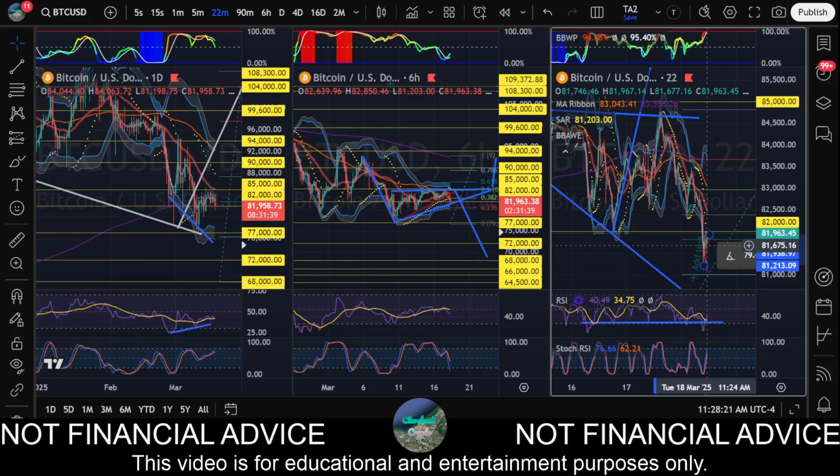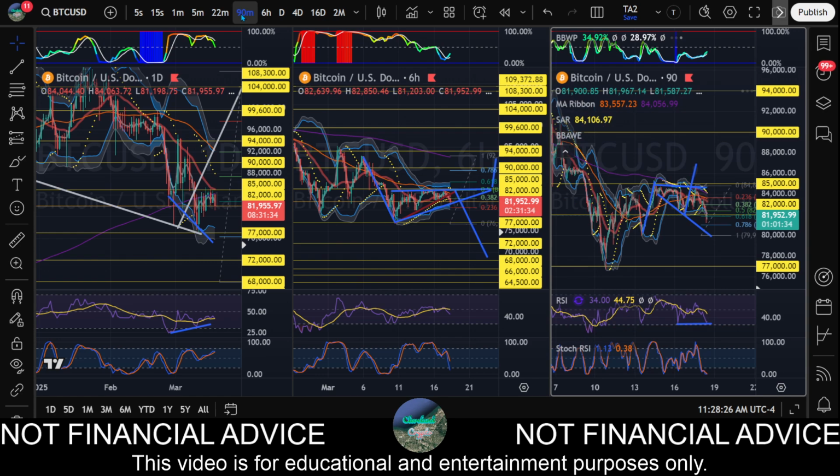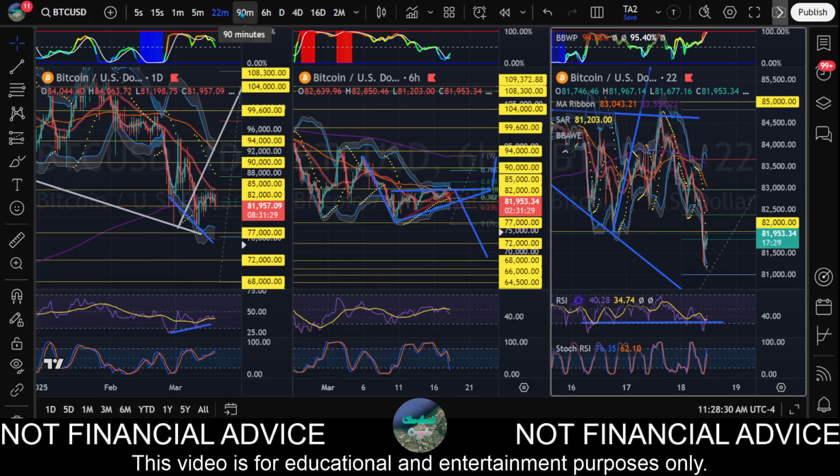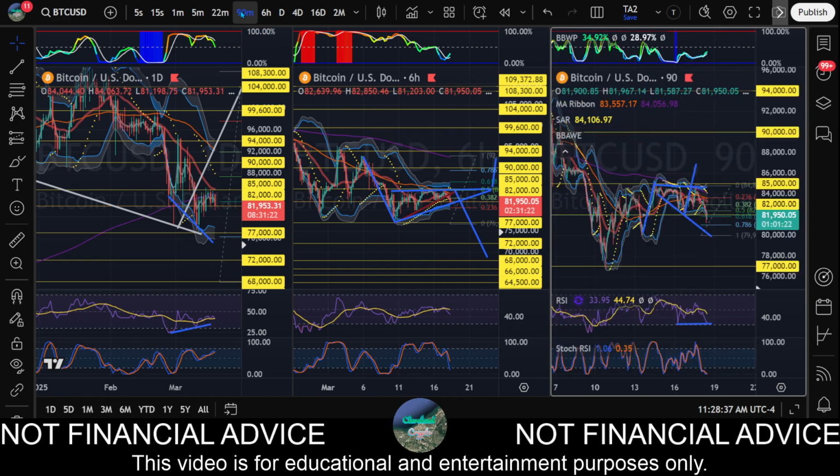Let's go back to the 90. So these lower time frames say there's a chance for a reversal, but they are the lower time frames, so they might not actually hit there. So we're watching. Hopefully that reversal hits, but if not, then we're looking as far down as 77 today or tonight. And if 77 can't hold, well, that bear flag's looking mighty likely.